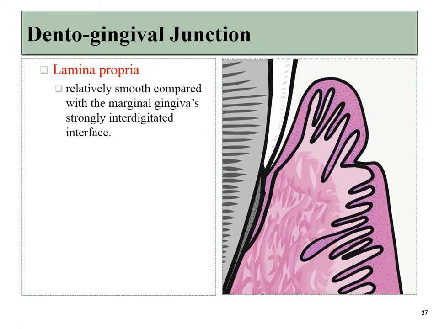We say that the lamina propria found in the sulcular epithelium is smooth. What that means is that we do not find really large or pronounced rete pegs and dermal papillae between the connection of the epithelium and connective tissue. And that's because this region of the oral cavity is not undergoing a lot of stress from chewing. Therefore, we don't need a super strong connection between the epithelium and connective tissue.